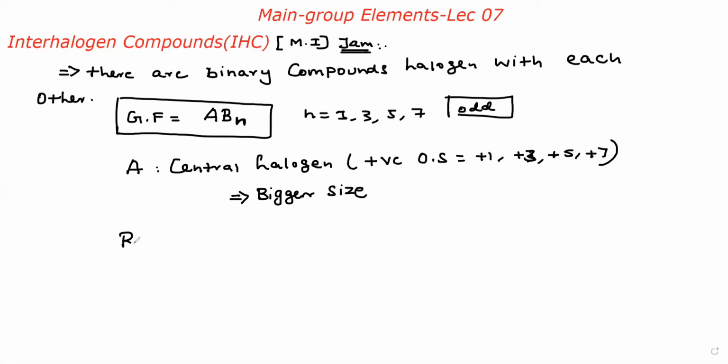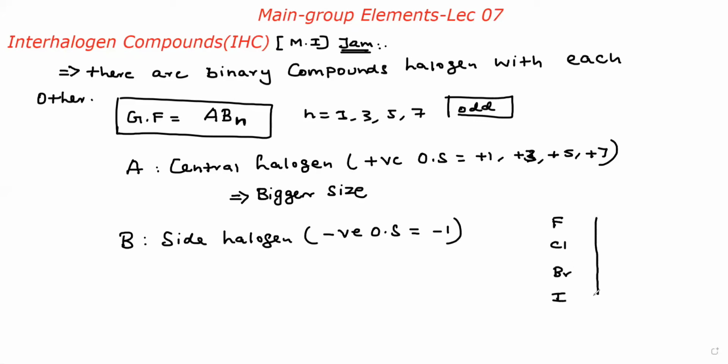Now, what is B? That is called the side halogen. Please note. This is called the side halogen. It's always in the minus oxidation state. The value should always be -1. Now you know very well, right? In case of fluorine, chlorine, bromine and iodine, down the group, what will happen? Size increases, right?